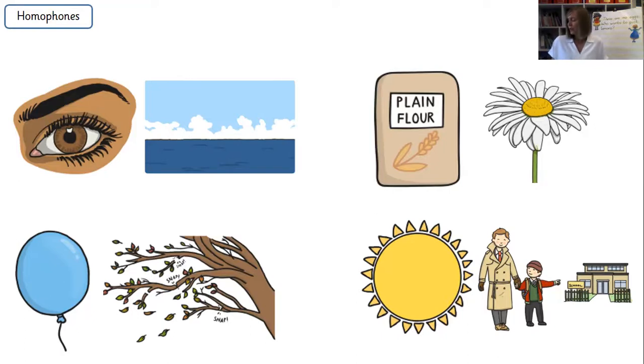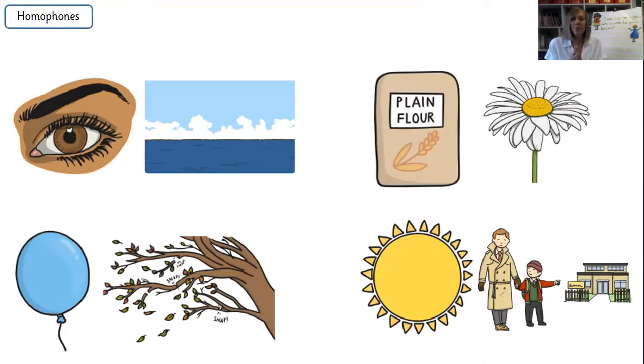If I was to hold up this word here, flower, which flower are you going to point to? Oh, well done. If you pointed to the daisy, the flower that grows in the ground, you're brilliant. The other flower that we make our pancakes with looks like this.